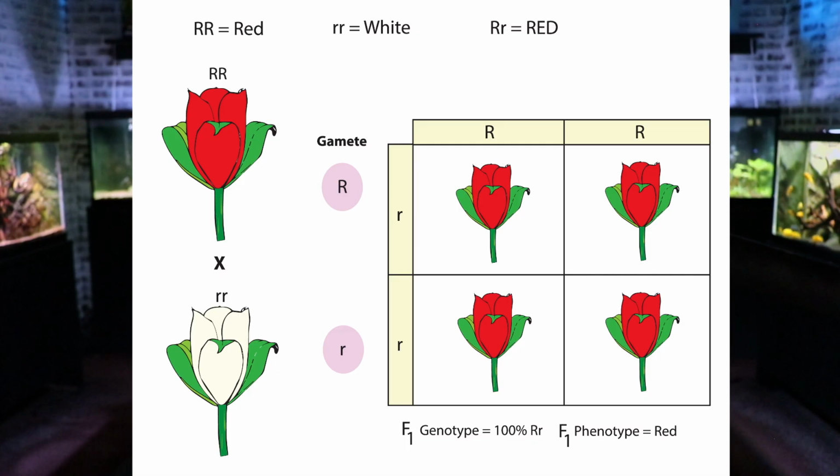But the same thing is happening with the other three flowers. They're all getting one capital R and one lowercase r, and that gives rise to red. And so he was able to determine when something like that happens, well, the physical characteristic that you're looking at, that particular phenotype, red color, is dominant over white.